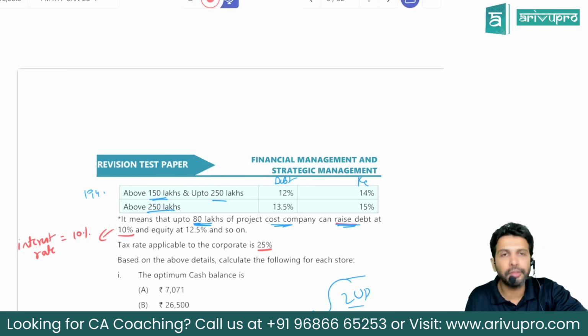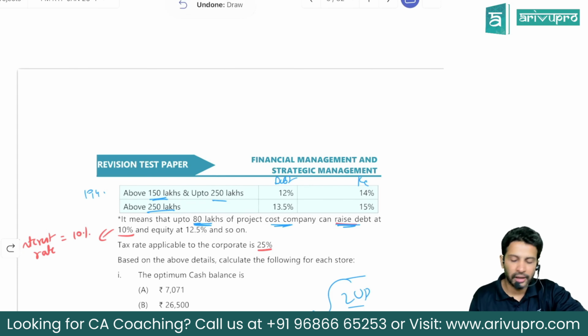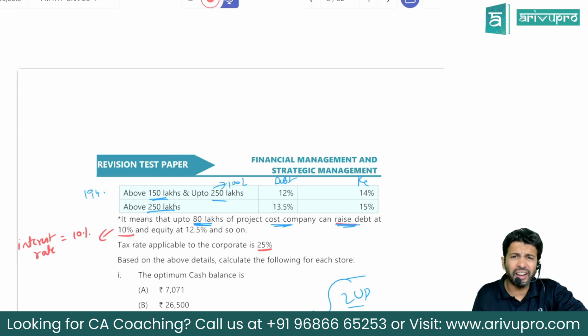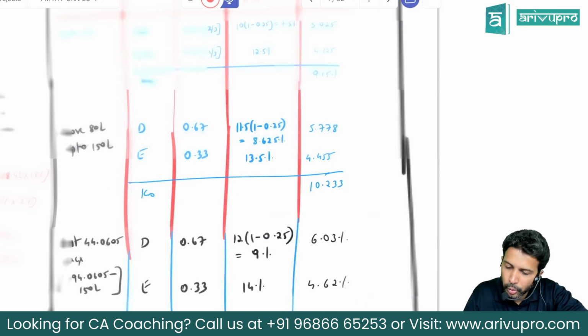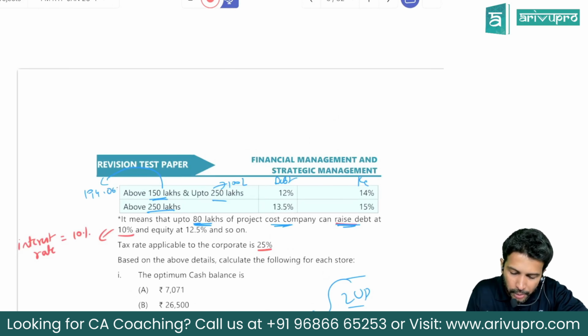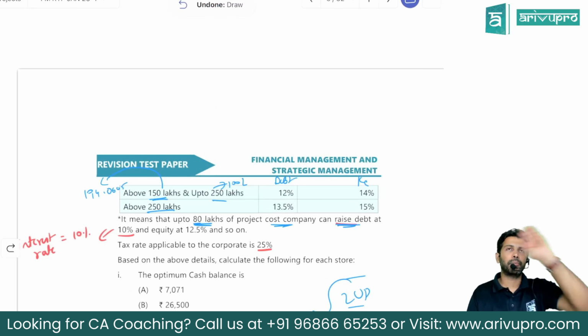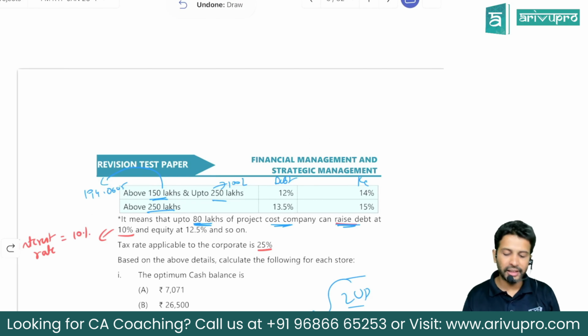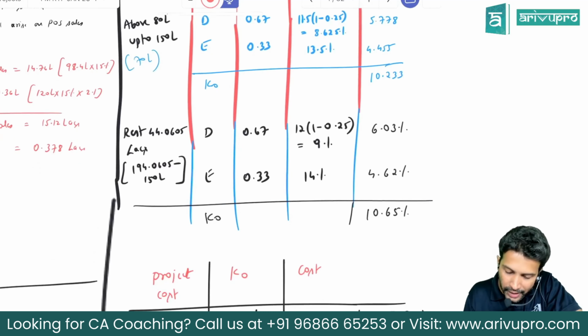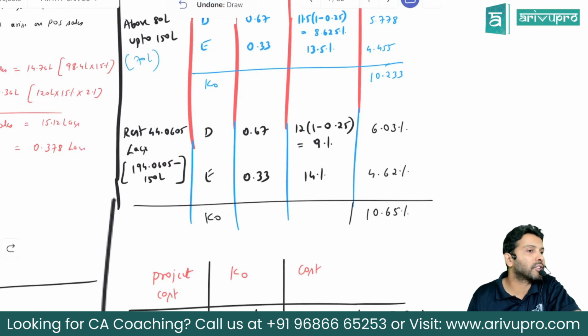Okay, beyond 150 lakh but up to 250 lakh. That means for how much is this slab, sir? It is 100 lakhs ka slab. But do we need 100 lakh funding? No. 150 lakh, we need only how much? 194 point, how much is that? 194.0605. That means how much money will be raised in this slab? Beyond 150 lakh up to 194.0605. How much is that? So on the balance 44.0605 lakhs.